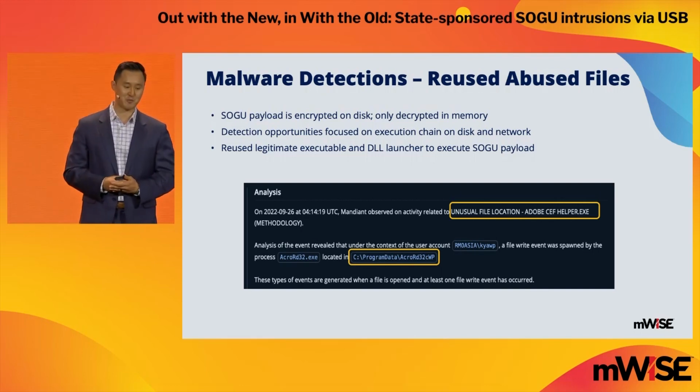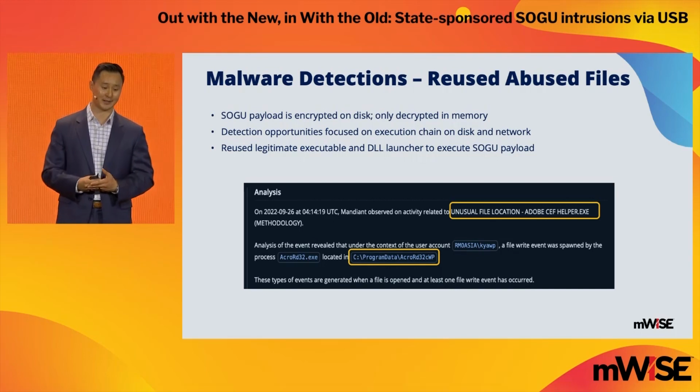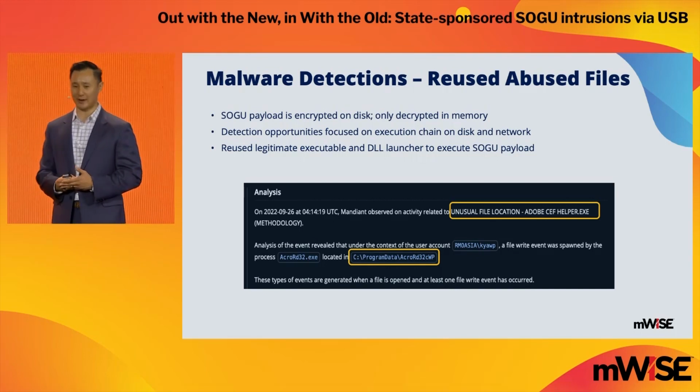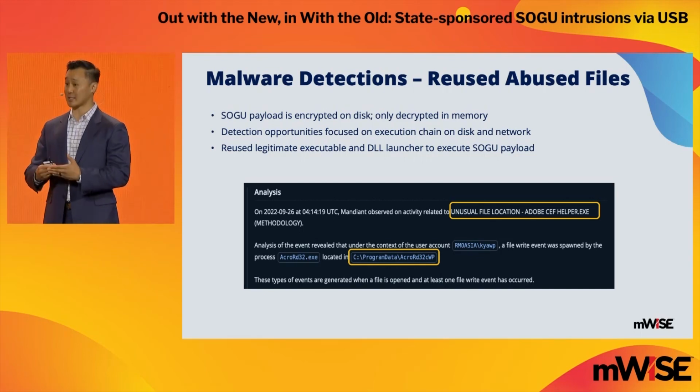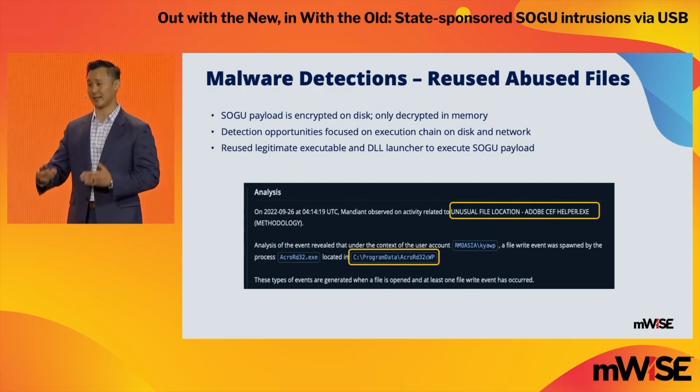And here are some examples of Mandiant managed defense using these detections to catch this activity. So here is that legitimate Adobe file. It's being written to an unexpected file location. In fact, here it's trying to copy itself to disk. It's catching that.